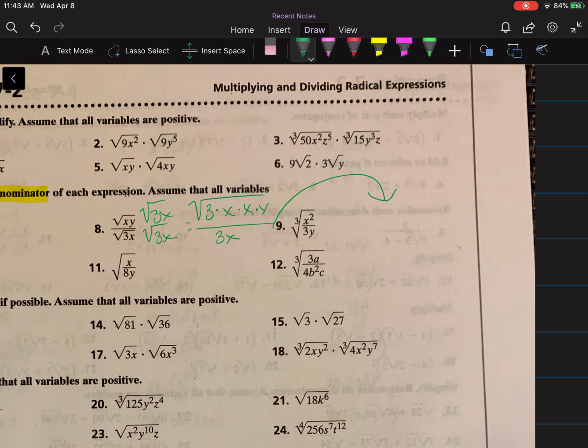Now remember, we're looking for pairs, and at the bottom we have one pair right there. So take it outside the house. We have x, and then we're going to leave everything else that we had in there under there. So we have 3 and y. Down below we're going to take out our 3x. Now we can reduce by canceling out those. So then we're going to have root 3y divided by 3. And that is the answer for the next one.